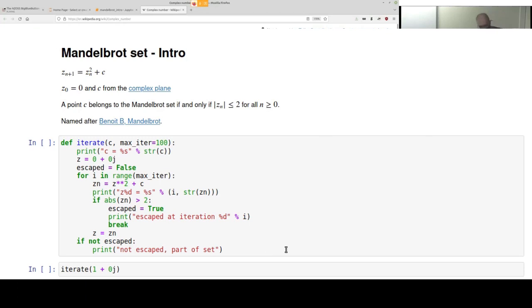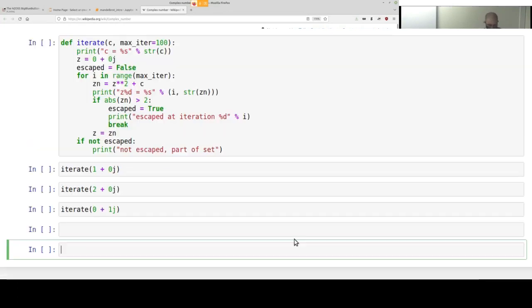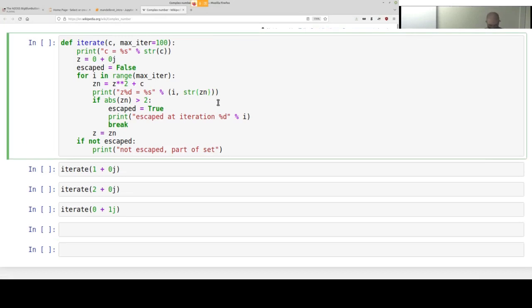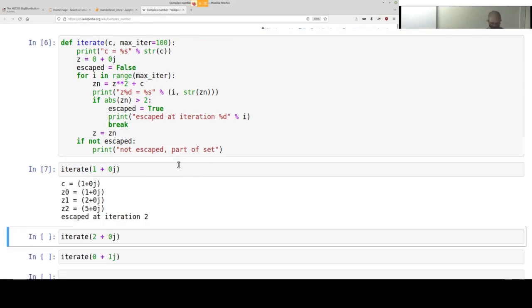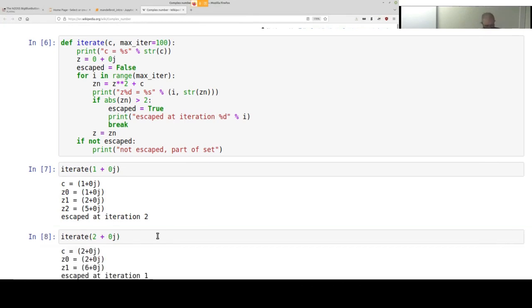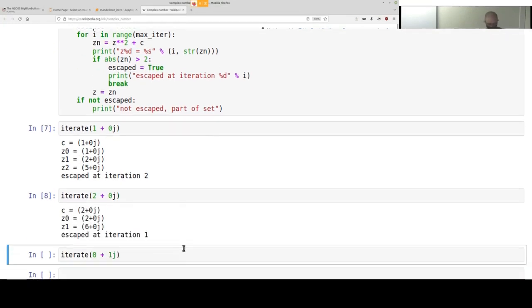And if it didn't escape, then we can say, cool, okay, that's part of the set then. So I'm going to run that. If we're using 1 plus 0j, so basically 1 on the x-axis, you can see it gets bigger and bigger and bigger, and that escapes at iteration 2. If we're looking at 2, that's already out at iteration one because the distance is already two.